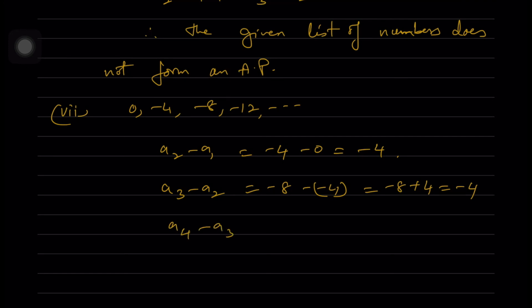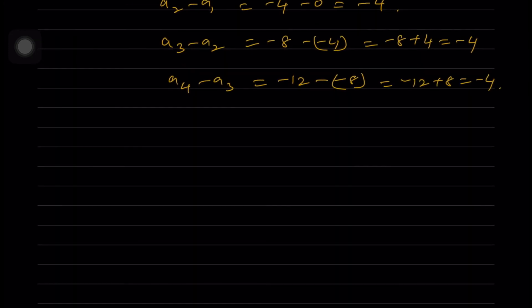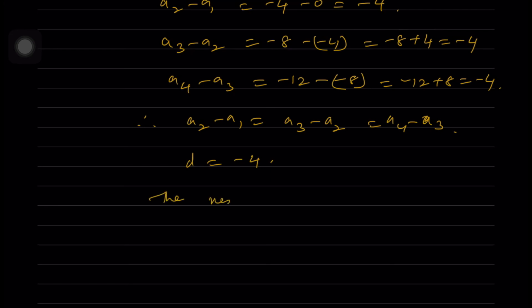Then a4 minus a3 is equal to minus 12 minus of minus 8, which is equal to minus 12 plus 8, which is equal to minus 4. Since the common difference is the same throughout, it forms an AP. That is, a2 minus a1 is equal to a3 minus a2, which is equal to a4 minus a3. So the common difference is minus 4.